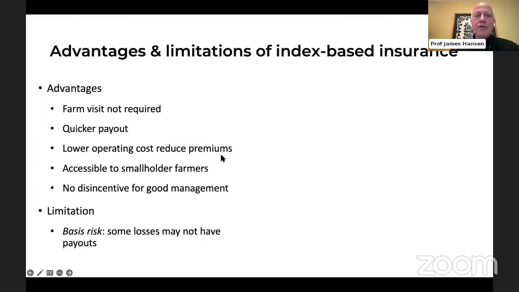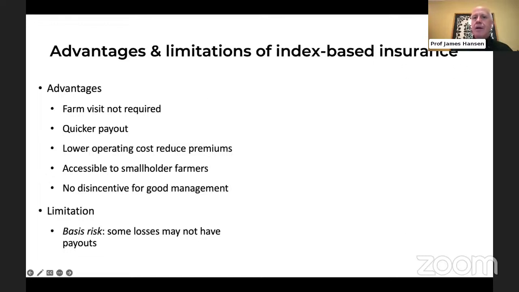The chief limitation of index-based insurance, the chief weakness, is what is called basis risk. The basis of the payout is not a farmer's actual loss, but an index that's correlated with loss. But that correlation is not perfect. It means that a farmer might pay for insurance, experience a serious loss, but because the index doesn't go past the trigger, that farmer might not be eligible for a payout when the farmer needs it.